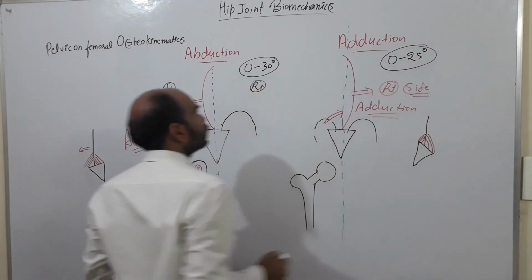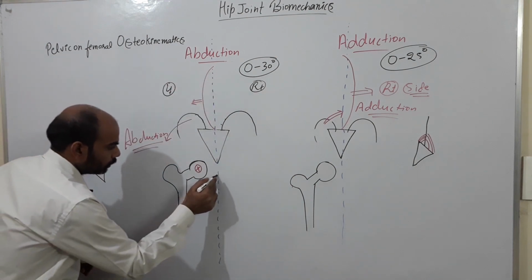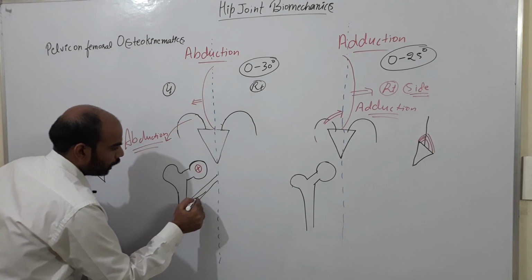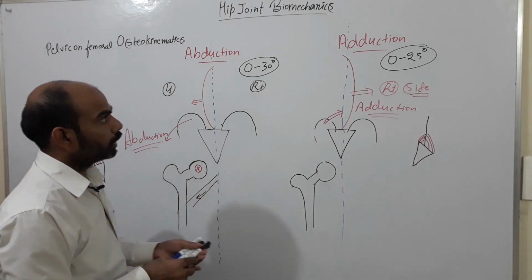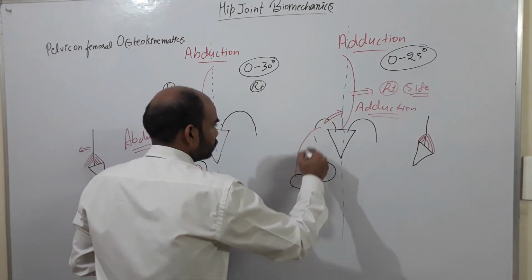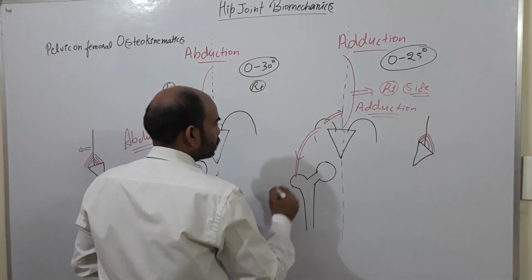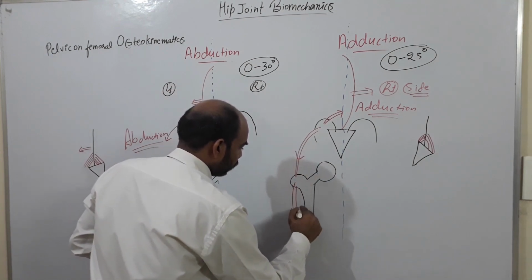Abduction is prevented by adductor magnus, force of adductor magnus, and adduction is prevented by gluteus medius, piriformis, IT band and TFL.